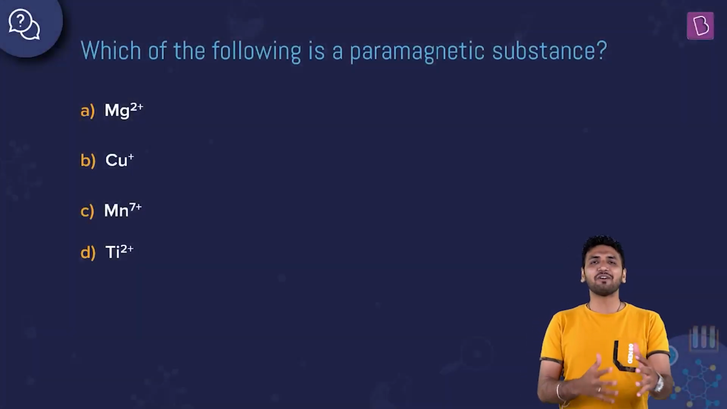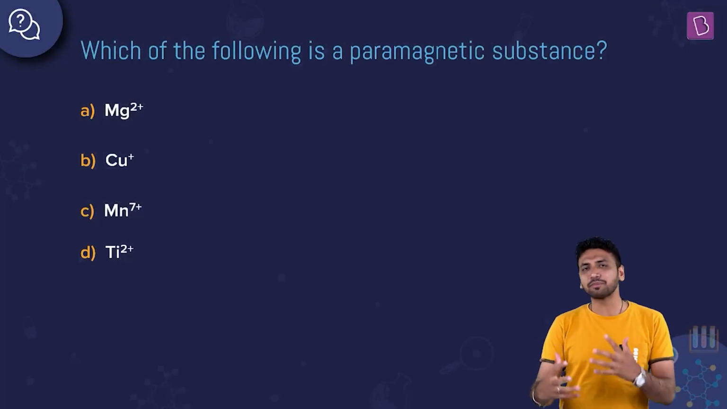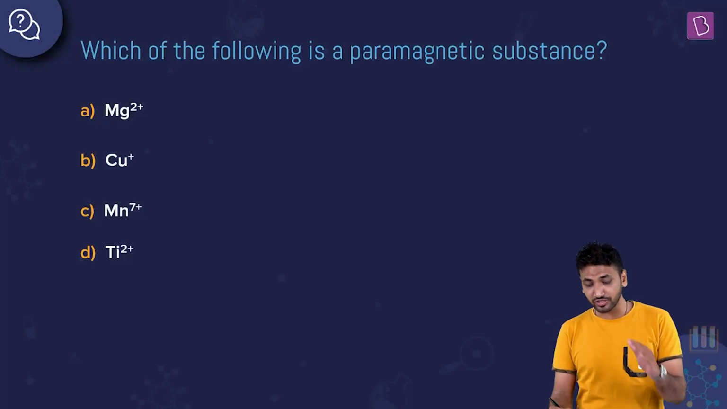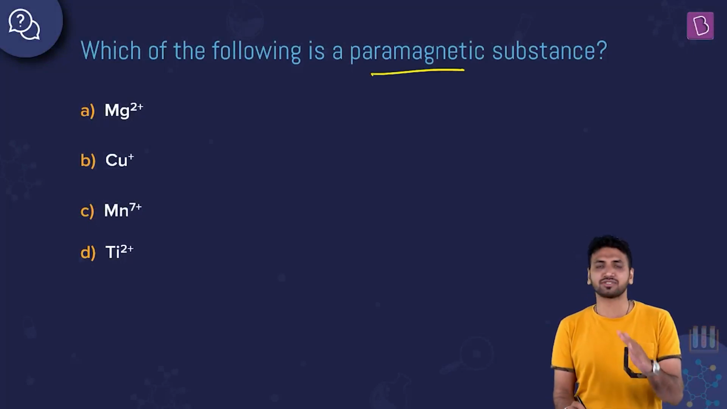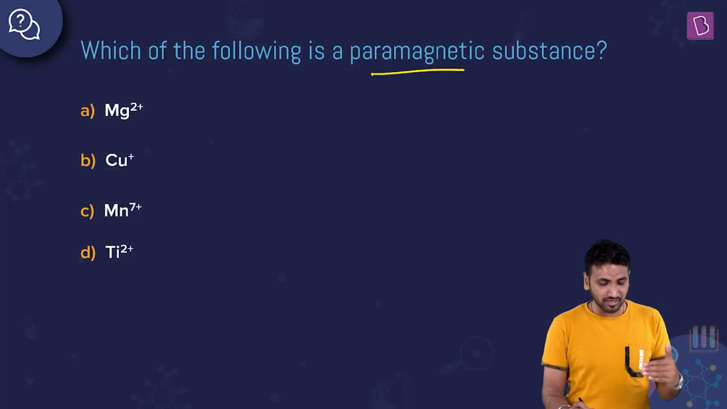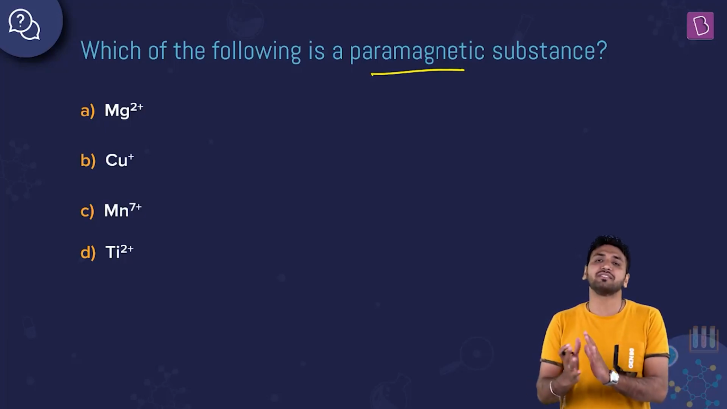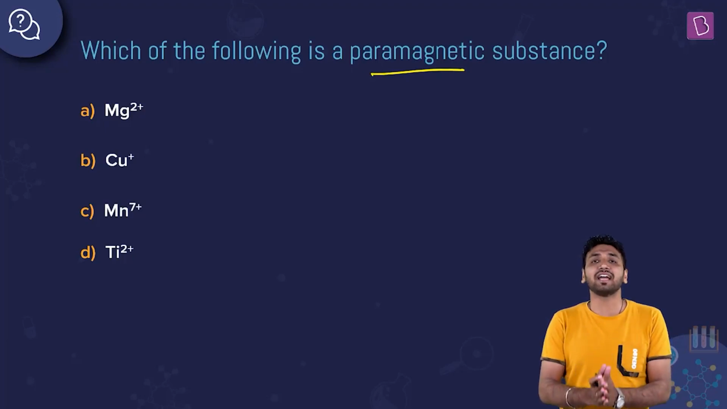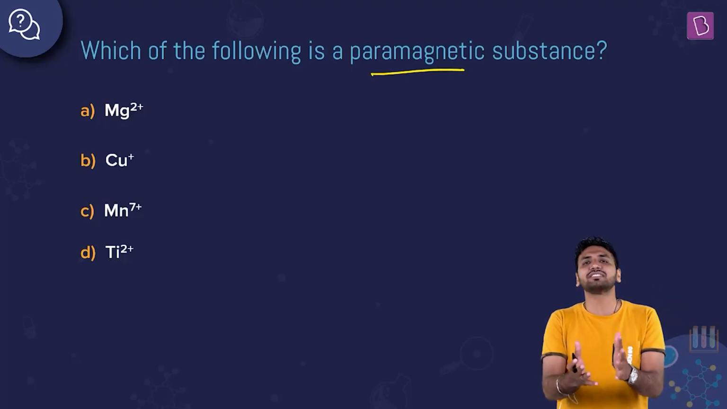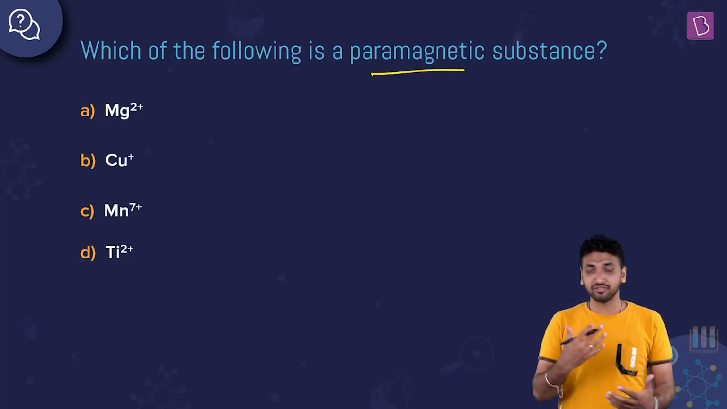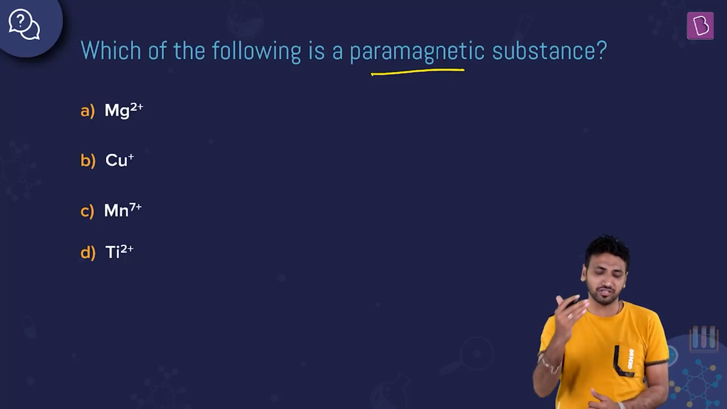Yeah, so here we have a question based on the magnetic properties of ions. Let's see what the question says. Which of the following is a paramagnetic substance? And in the options, you have 4 ions. So how are you going to decide the paramagnetic behavior? That is decided by the number of unpaired electrons present inside an ion or an atom, right? So for that, we have to write the electronic configuration.